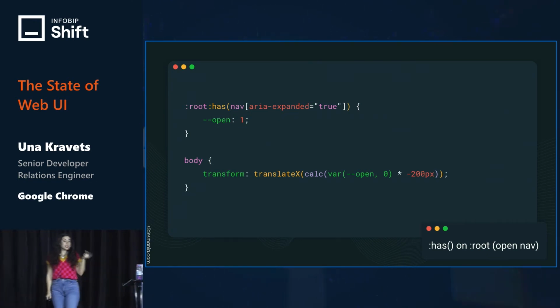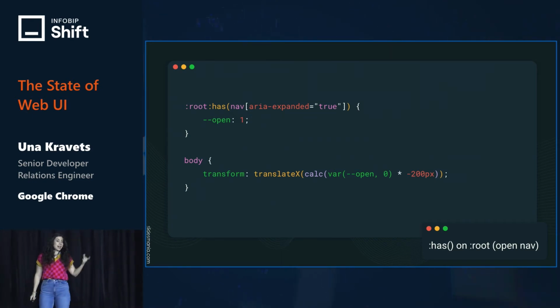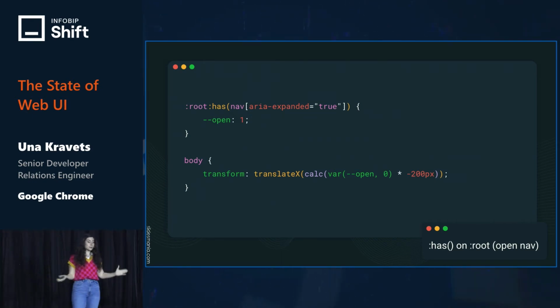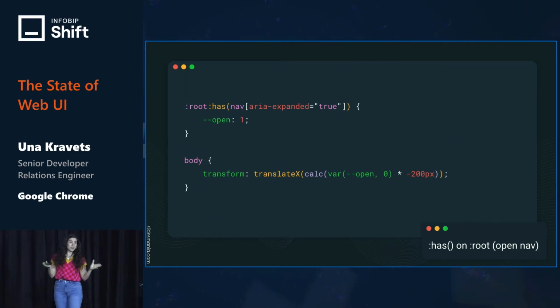So you can check if aria-expanded equals true in the navigation. So you could have on the root, does something in the root have aria-expanded equals true? In this case, I'm looking to see if a nav in the root has aria-expanded equals true. And what I'm doing is I'm setting the variable to 1.